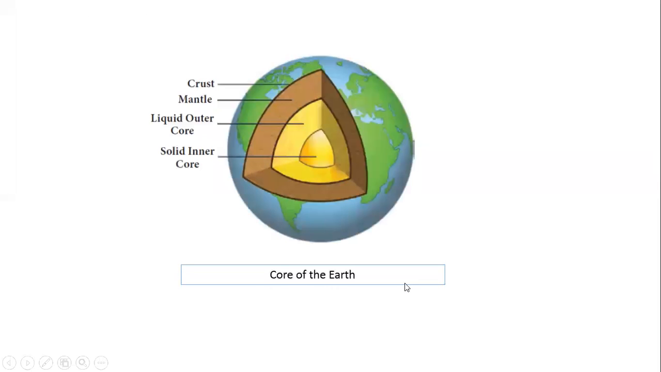Okay, so core of the Earth circuit. This part is called the crust, and the second layer is called the mantle, then the liquid outer core and the solid inner core. So this is the structure of the Earth.